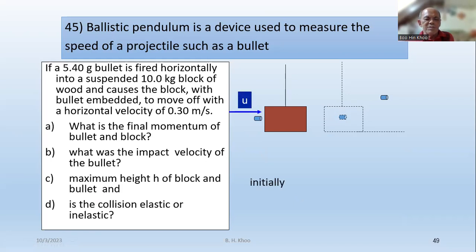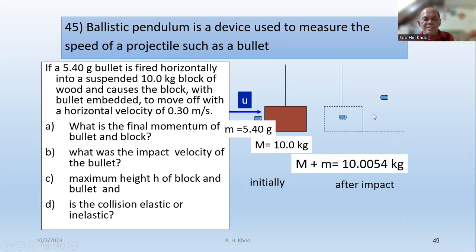So, what is given? There's the initial speed of the bullet. There's a bullet of 5.40 gram, so that we can know what's happening. This block is not moving. It has a mass of 10 kilogram. After collision, embedded means the total mass is the two masses added together. We got that. Then they move on with velocity v. That's the velocity.